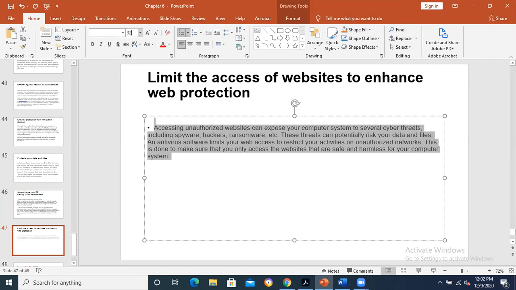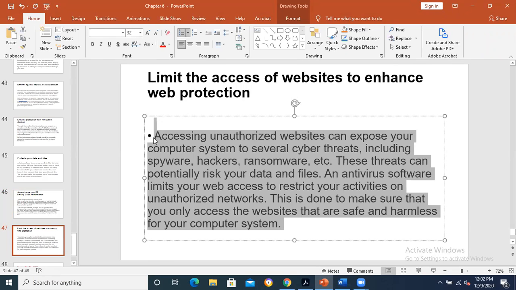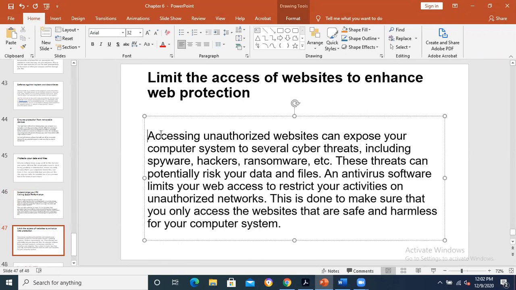So if you see over here in this point, what is meant by this? We had seen that an unauthorized website is a source of cyber threat. Your computer system may get viruses, malware, and such kind of files which are harmful for your computer system. Accessing unauthorized websites can expose your computer system to several cyber threats, including spyware, hackers, and ransomware. These are all malware files. Even hackers send malware files to spy on data from your computer system. These threats can potentially put your computer system, your data and your files at risk.